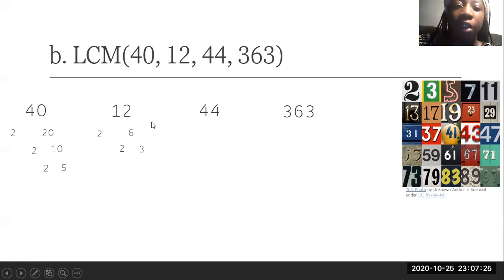And then we have 44. How many times can 2 go into 44? We have 22. How many times can 2 go into 22? Which is 11. 11 is a prime number. We stop. Then we have 363.